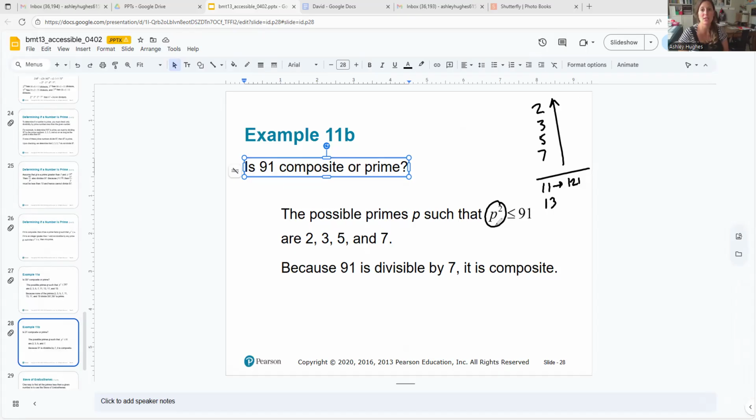Does 2 go in there? No, because it's not even. Does 3 go in there? No, because 9 plus 1 is 10, and that's not divisible by 3. 5 does not go in there because it does not end in 0 or 5. But then we can try 7. Does 7 go into 91? It does. It's 7 times 13. So then I'm done. I don't have to keep going.